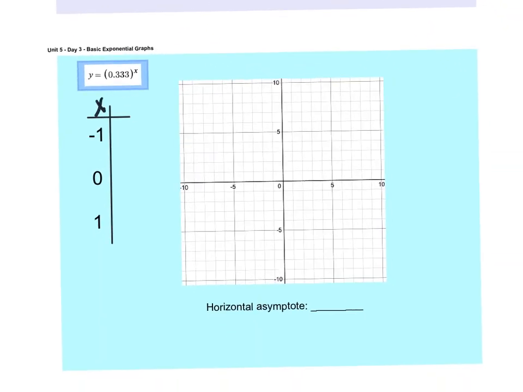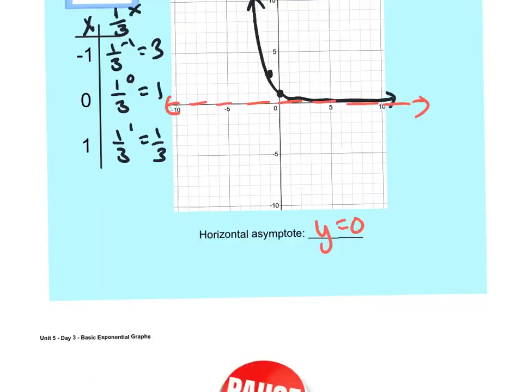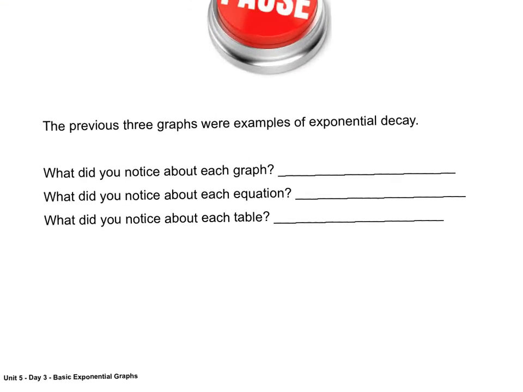Okay, last one. I'm going to change this. 0.3 repeating is the same as 1/3. So let's change that to (1/3) to the x. (1/3) to the negative 1 is 3. (1/3) to the 0 is 1. (1/3) to the first is 1/3. So I have (-1, 3), (0, 1), (1, 1/3), and I graph, and I have a horizontal asymptote at y equals 0. Okay, so all exponential decay.